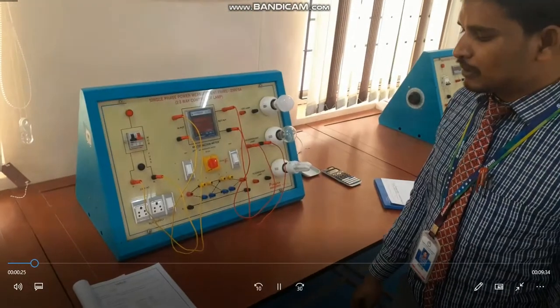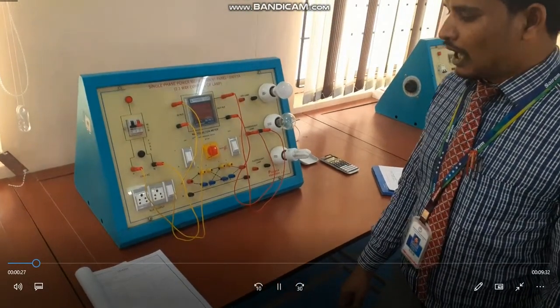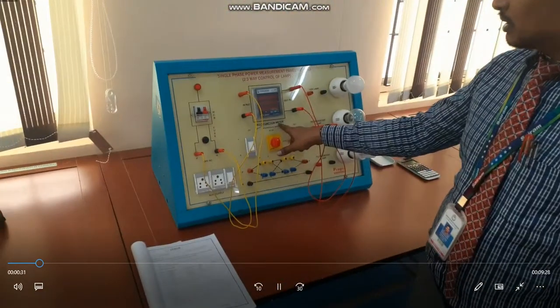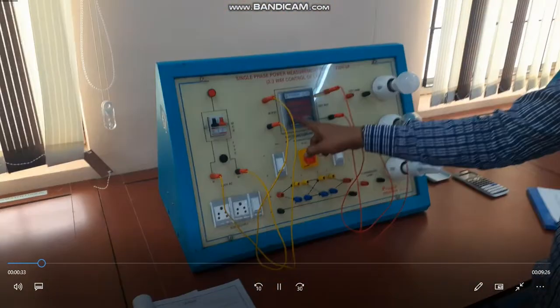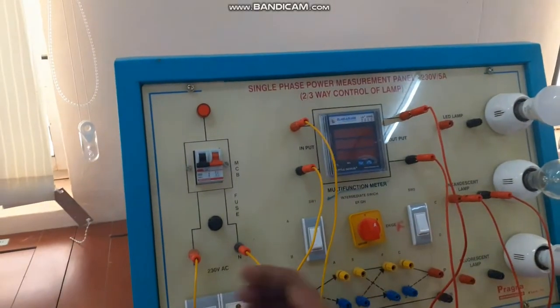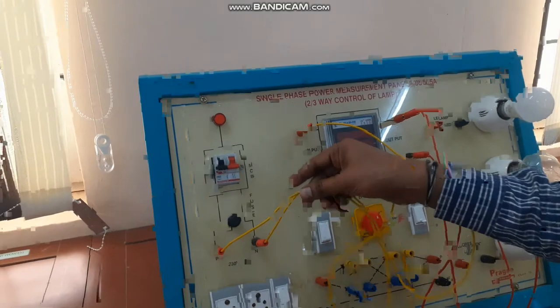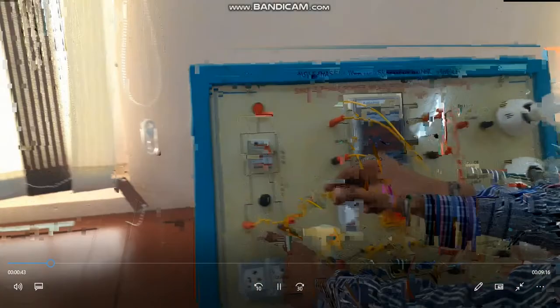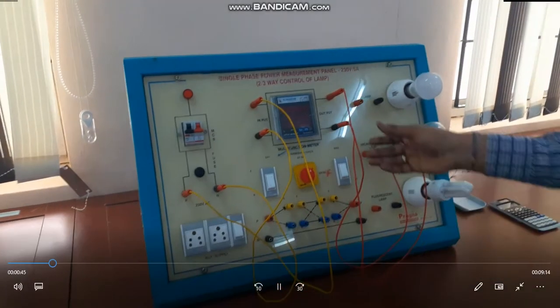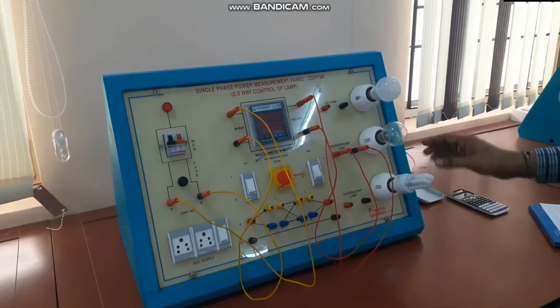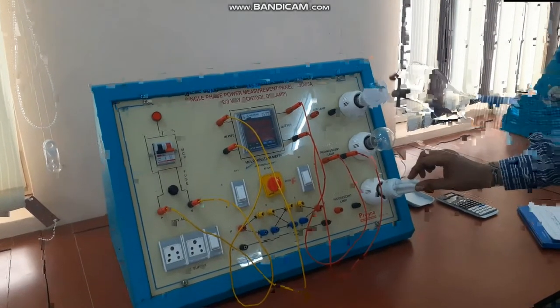To conduct this experiment, the following apparatus are used: a multifunction meter which reads voltage, current and phase angle, and the supply voltage. Here it is a single phase AC supply voltage of 230 volts. This is phase and neutral of 50 Hz frequency, and the output here we are going to give to 3 lamps: incandescent lamp, fluorescent lamp and LED lamp.